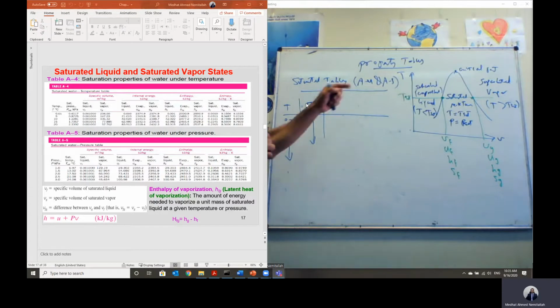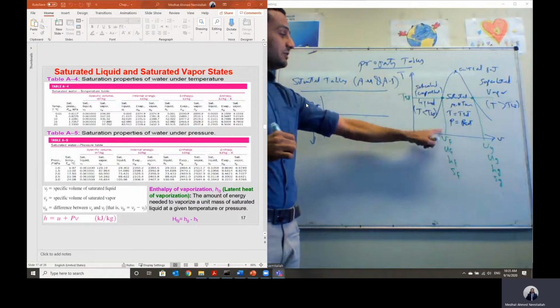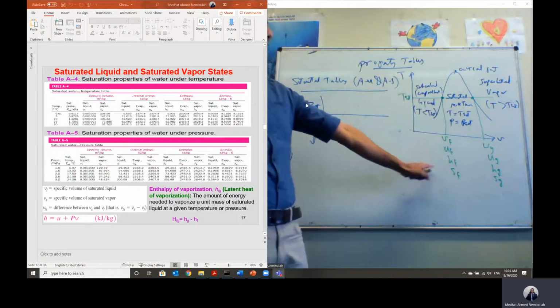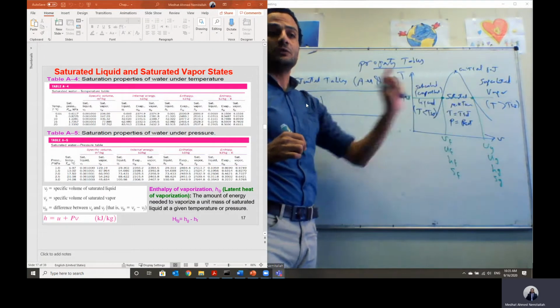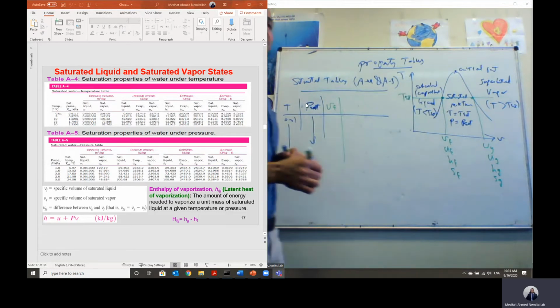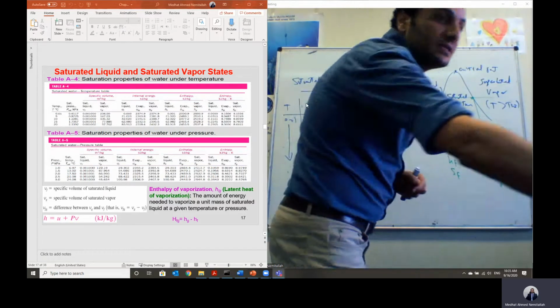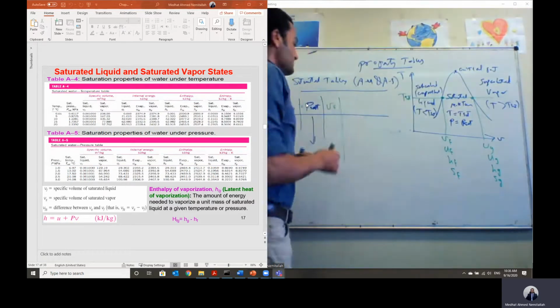So at a given temperature in table A4, it will give you all the saturated liquid properties: v_f, u_f, h_f, s_f, and also all the saturated vapor properties. In this case, if you look at the table, the specific volume v_f is given, just beside the saturation pressure. You will find v_f is given.